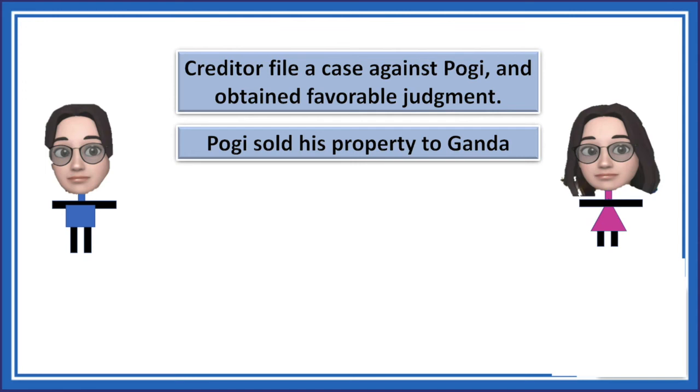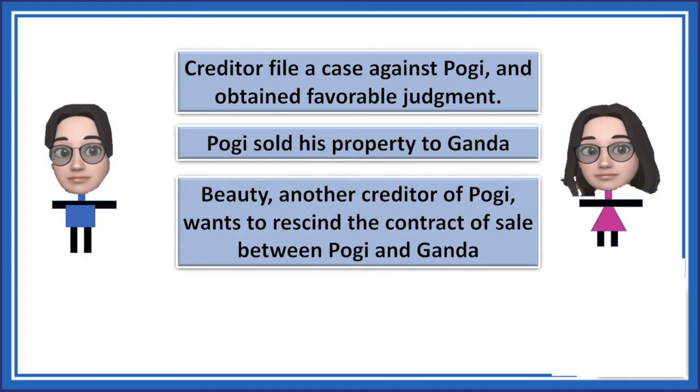Okay? Now, etong si Beauty, another creditor of Pogi. Kasi may utang din pala si Pogi kay Beauty. Pero hindi si Beauty yung nag-file ng case before at nagkaroon ng favorable judgment. Okay? Now, another creditor in the name of Beauty wants to rescind this contract between Pogi and Ganda. Gusto niyang i-rescind ang sale na ginawa ni Pogi in favor of Ganda. Now, Pogi and Ganda claim na wala namang right si Beauty to rescind, to interfere, to rescind their contract. After all, hindi naman siya yung judgment creditor, di ba? Si creditor nga, ibang creditor ang nag-file ng case who obtained a favorable judgment against Pogi. So, question, tama ba ang claim ni Pogi at ni Ganda?